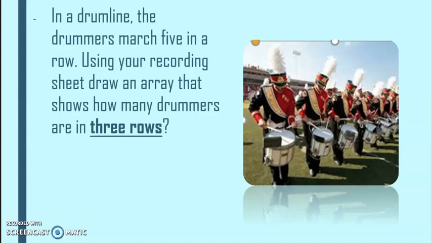In a drum line, the drummers march 5 in a row. Go ahead and use your paper as a recording sheet and draw an array that shows how many drummers are in 3 rows. Go ahead and create your array to solve this problem. You can use an X or a circle to create your array, and then write an equation that goes with your array. You can go ahead and pause this video to do your work.